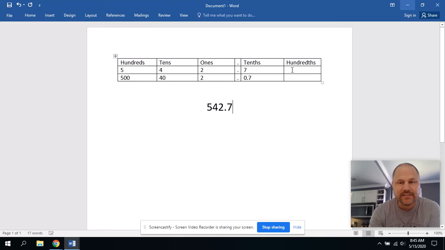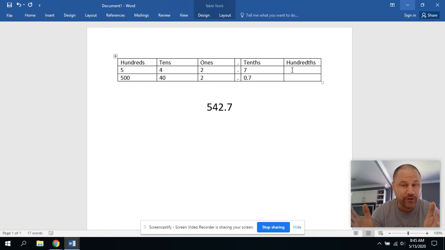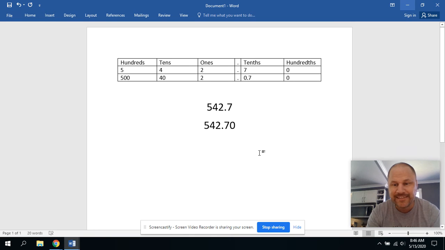Now, hundredths are smaller, right? So the reality is that there are actually 0 hundredths here, even though it doesn't say. So if I were to put under this 542.70, that's the same number. They're equal. Anyway, let's go to the problems.